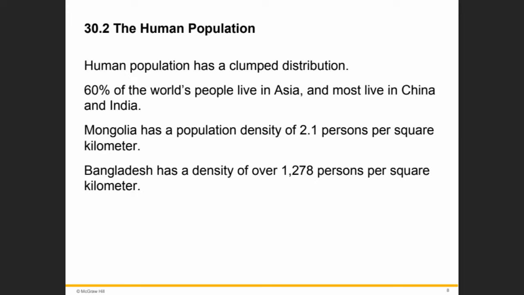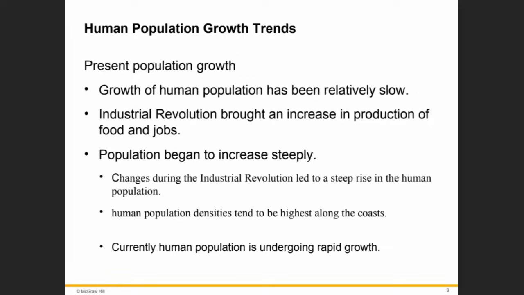So the population is increasing steeply. The human population density tends to be highest along the coast, and this is making it go into rapid growth. In the past, the human population was relatively slow, but because of the industrial revolution, the population began to increase steeply.